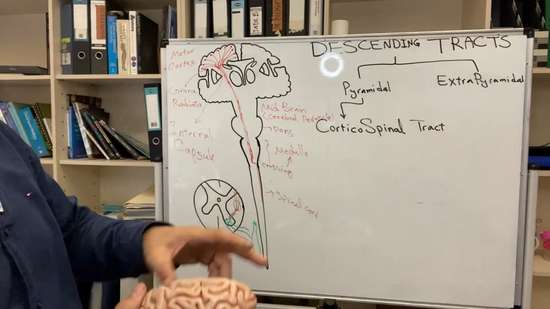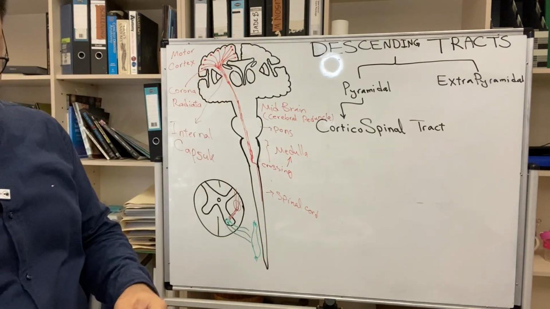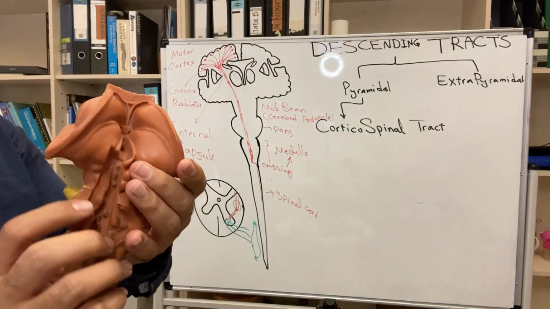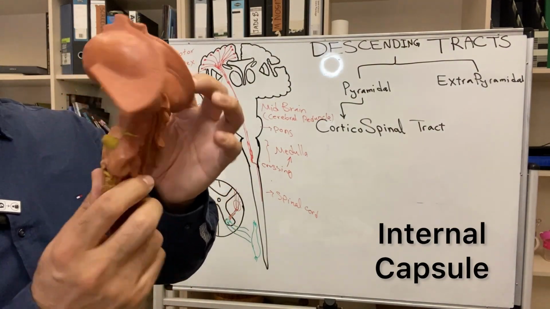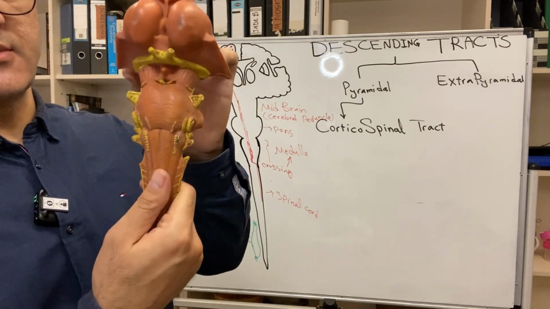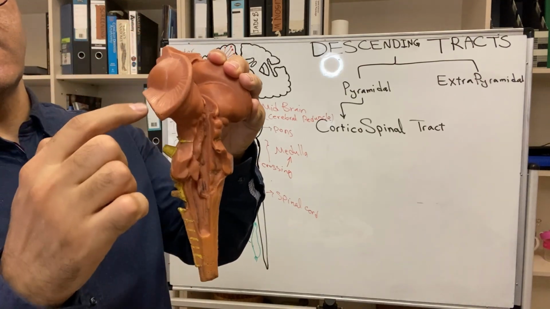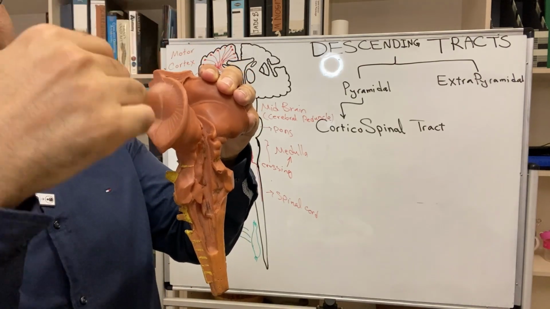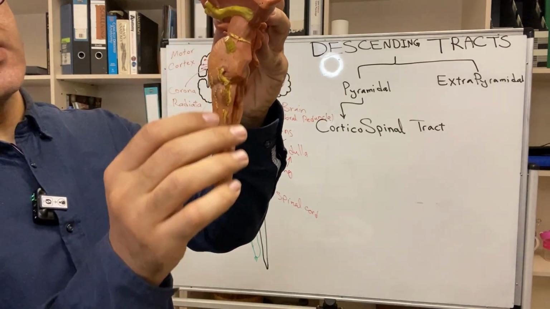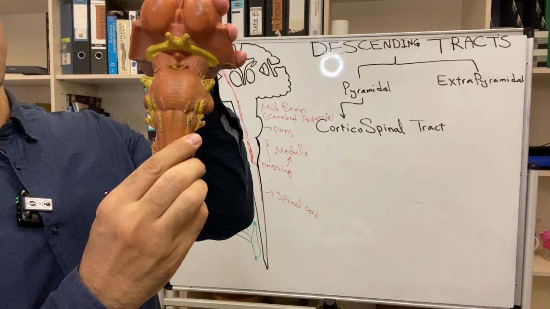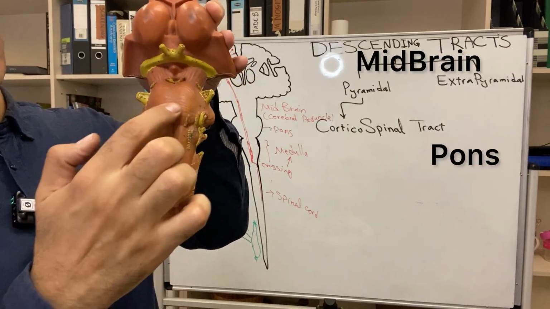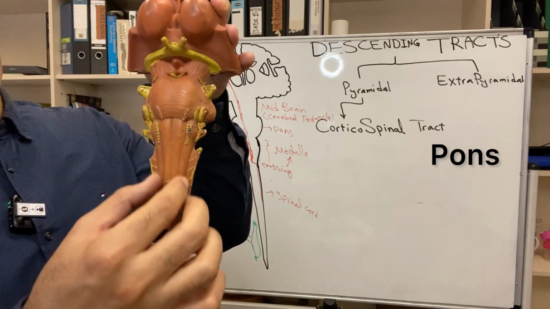Then it passes down through the corona radiata to get into the internal capsule. So you're familiar with this model if you have watched my previous videos about the brainstem. This is the brainstem. So you can see this is the corona radiata. So it crosses the basal nuclei through the internal capsule to get into the brainstem. This is the anterior view of the brainstem. You can find the midbrain at the top. This fat guy is the pons, and down here is the medulla.